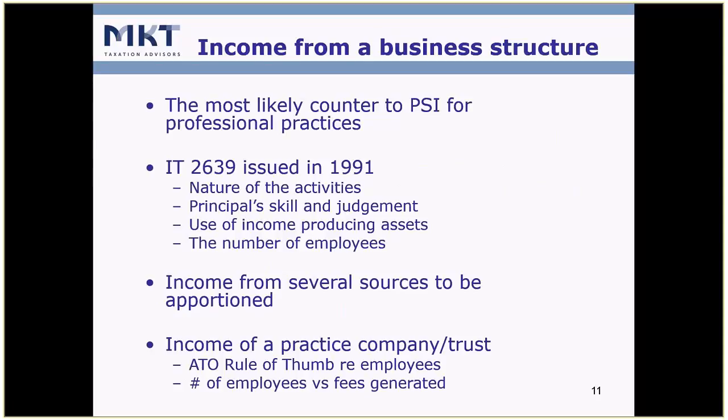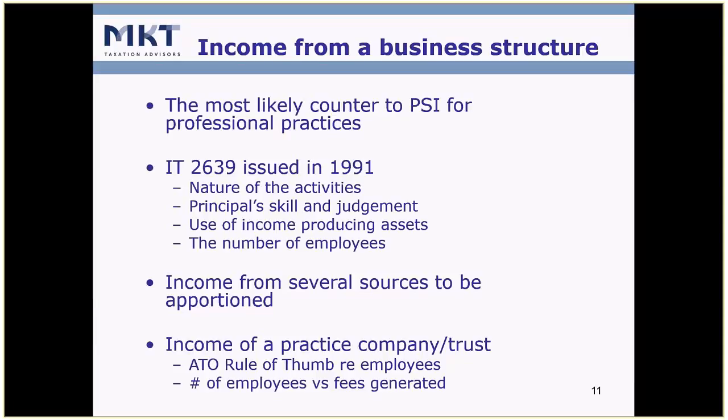The key one though, and the easiest one, because unlike what the tax office do now, back in the 90s, Debbie and I used to work there and it was good fun, they used to actually do meaningful rulings. So in 1991 they issued 2639 and it gave a rule of thumb. The rule of thumb said, we will accept that income is from a business structure if the practice has at least as many non-principal practitioners as principal practitioners. A practitioner is an employee who derives income. So a fee earner, not an administrative person, a fee earner, so all of us.